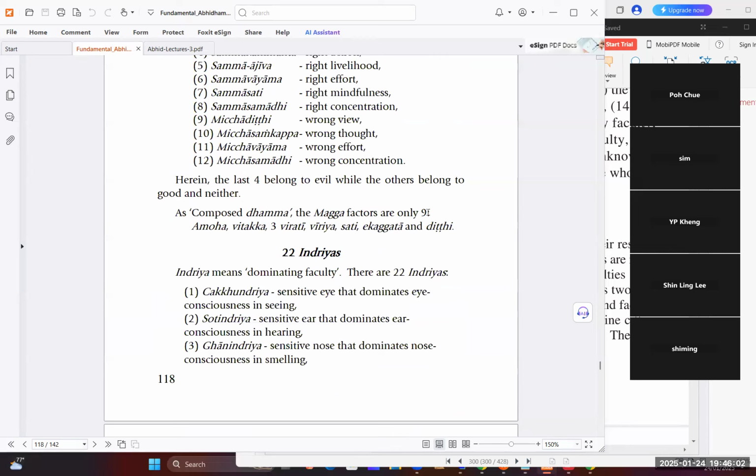And in realities, in Dhamma, meaning Paramattha Dhamma, in terms of Cetasika, there are only 9 of them: Amoha, Vitakka, Virati, Viriya, Sati, Ekaggata, Ditthi.